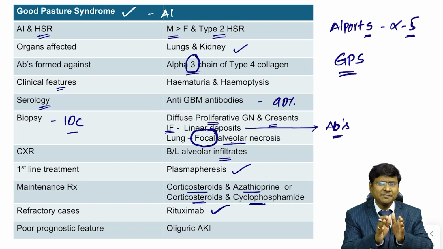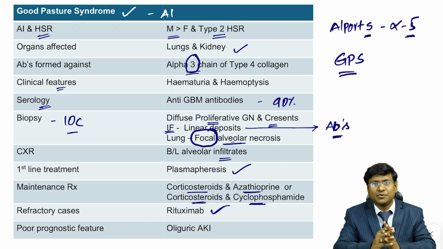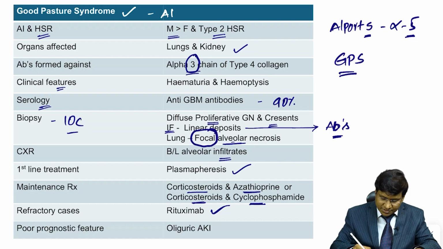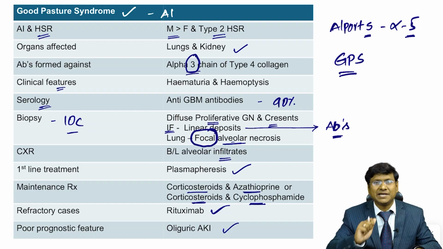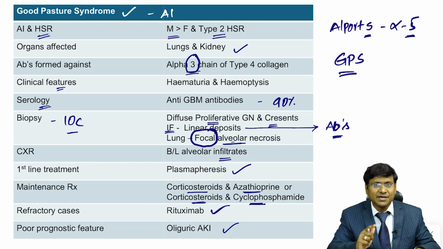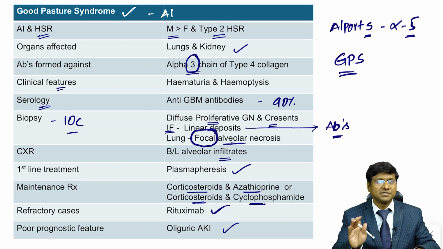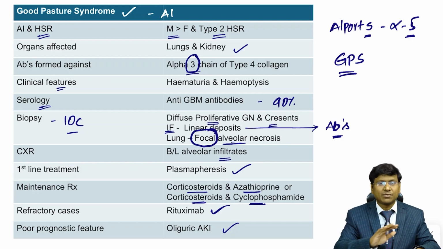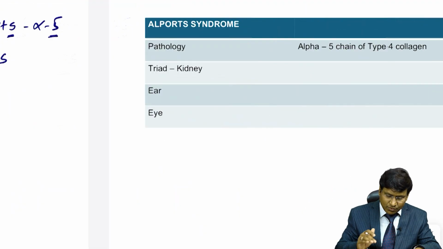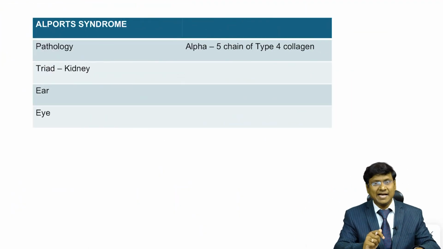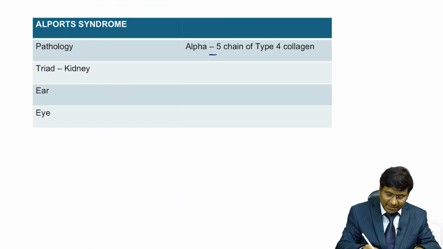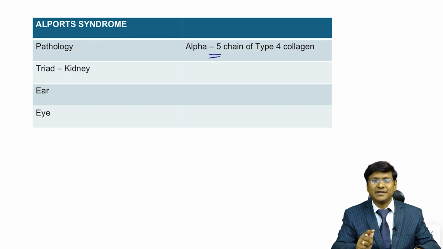Then there are certain parameters to tell you that there is poor prognosis in patients with Goodpasture syndrome, and these poor prognostic features include oliguric acute kidney injury. So oliguric acute kidney injury is a poor prognostic factor. Okay, so this is about Goodpasture syndrome. Now let me discuss Alport syndrome, where the abnormality is in the alpha 5 chain of type 4 collagen.